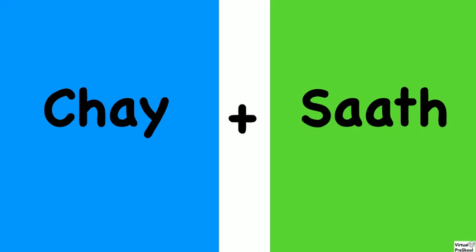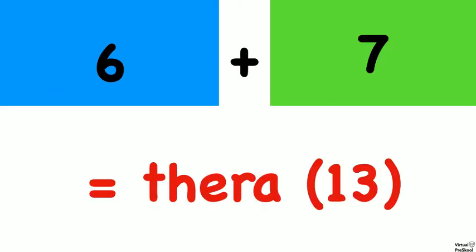All right, next one. What is chhe plus saath? What is chhe in Hindi? Okay, and what is saath in Hindi? Very good. So do your counting. Chhe is 6, saath is 7. So what is 6 plus 7? Do your math. 13, right? 6 plus 7 is 13.